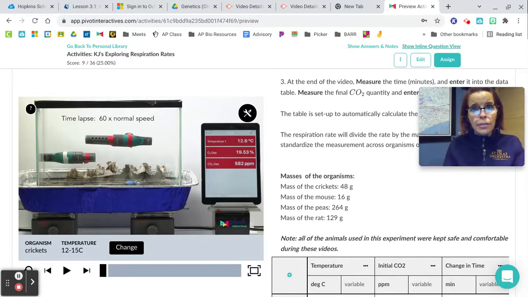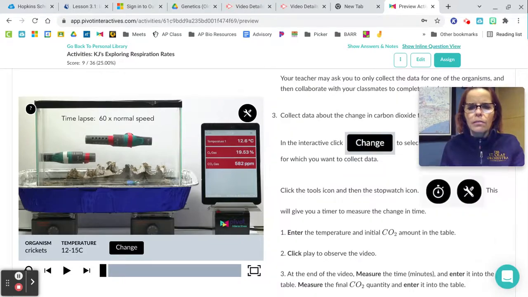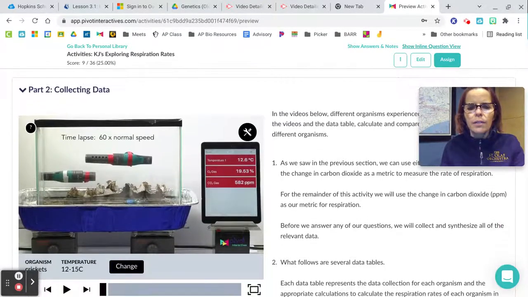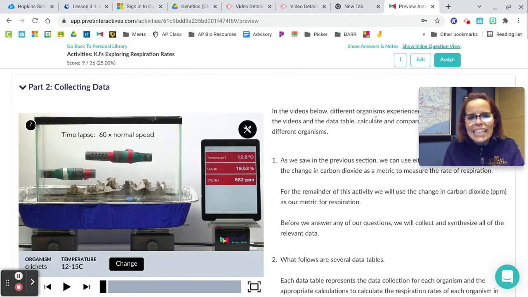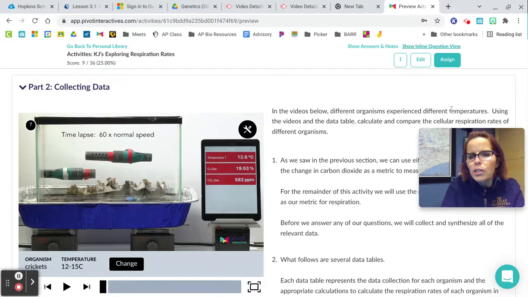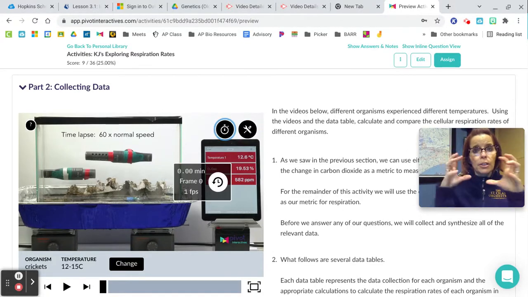So listen carefully. Let's go back here. Hold on, I'm going to scroll to where we were. There we go. So part 2, collecting data. It says, in the videos below, different organisms experience different temperatures. Using the videos and the data table, collect and compare the cellular respiration rates of different organisms. So one thing I want you to remember, I want you to click on the toolbar and open your timer, your stopwatch.